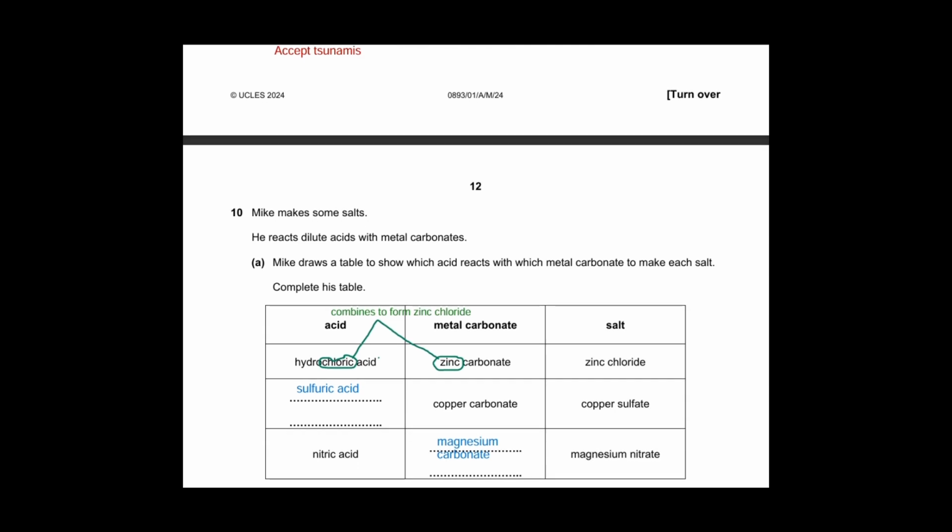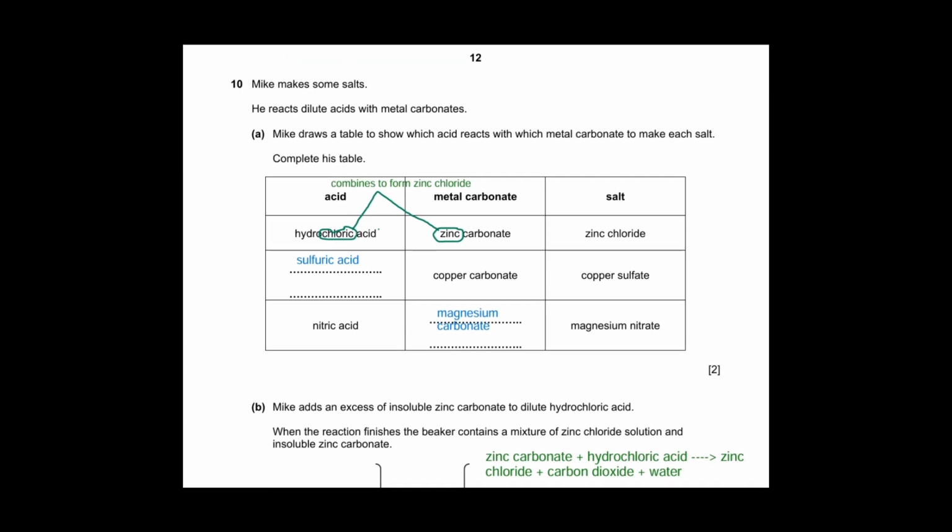Question number 10. Mike makes some metals. We have the table speaking for itself. So the question is, which acid will react with copper carbonate to produce copper sulfate? The first thing you need to know is that the sulfate in the copper sulfate is from which type of acid? It's from sulfuric acid. So sulfuric acid has sulfate in it. That's where the name sulfuric is coming from.